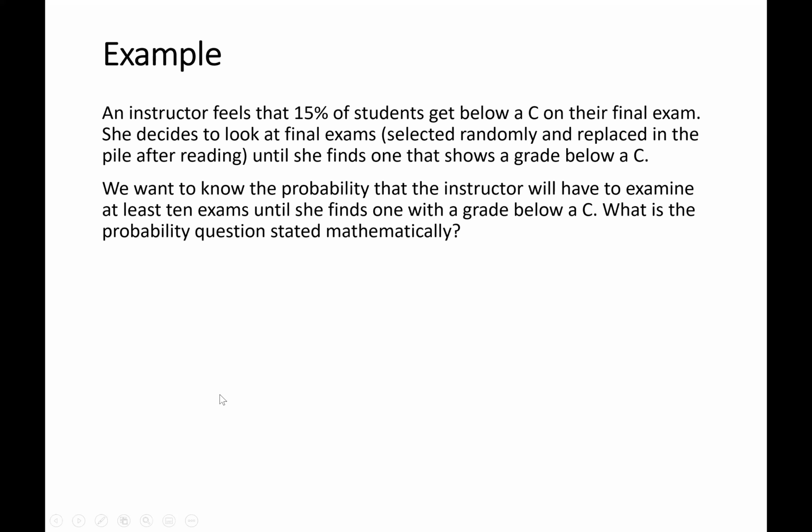So she decides to look at final exams selected randomly and replaced in the pile after reading until she finds one that shows a grade below a C. What we want to know is the probability that the instructor will have to examine at least 10 exams until she finds one with a grade below C. How do we state this probability mathematically?